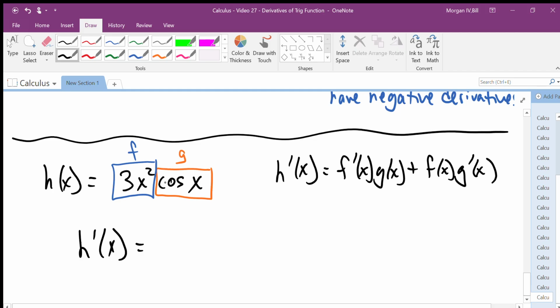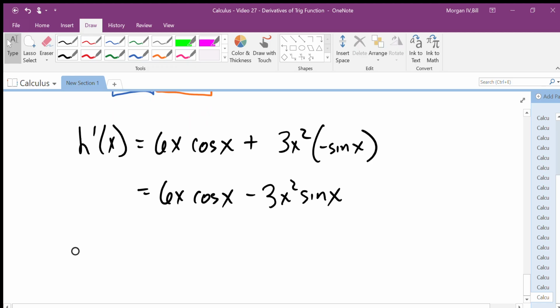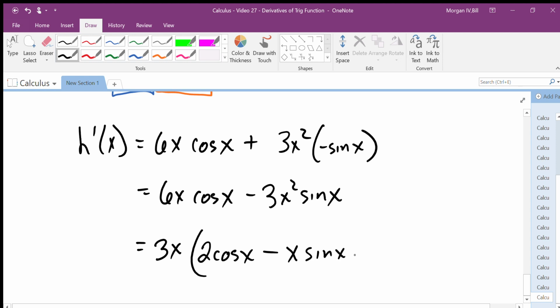So we have f prime, the derivative of 3x squared is 6x. We leave the g, that's cosine of x. Plus, we leave the f, that's 3x squared. The derivative of g, the derivative of cosine, is negative sine of x. So simplifying here, we have 6x cosine of x. We'll take that negative sign, bring it out front of that term, minus 3x squared sine of x. And then if you can, let's factor out what they have in common. They both have a 3x in common. That will leave us with 3x times 2 cosine of x minus x sine of x, as my answer.